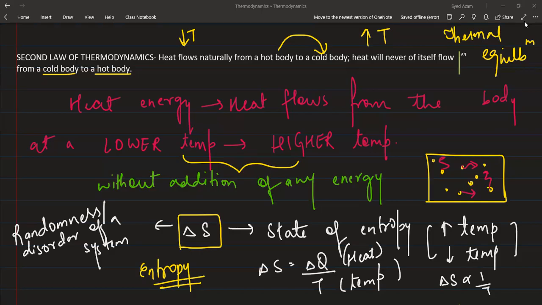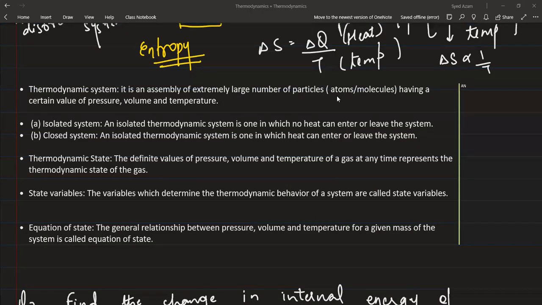Okay, so some of this we have already discussed. Now, what are the thermodynamic parameters? A thermodynamic system is an assembly of an extremely large number of particles, like atoms and molecules, having certain pressure, volume, and temperature. So these are the three parameters on which we have to do our study: pressure, volume, and temperature.